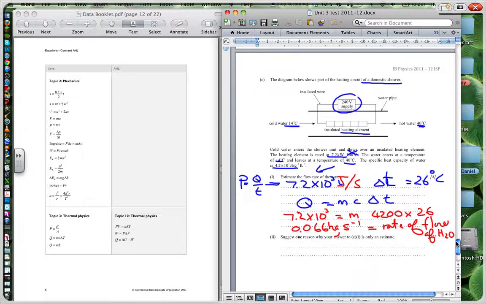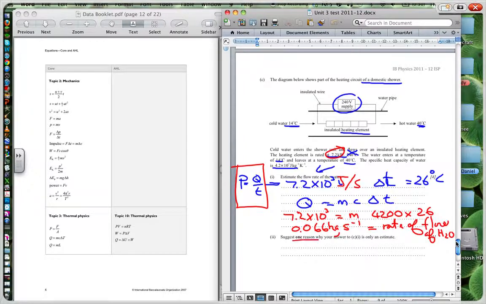I hope that makes sense. It's really important to use this formula. Often we'll give it in terms of power. All electrical devices and so forth have a power rating, which gives us an energy per time value, and you can often use that.